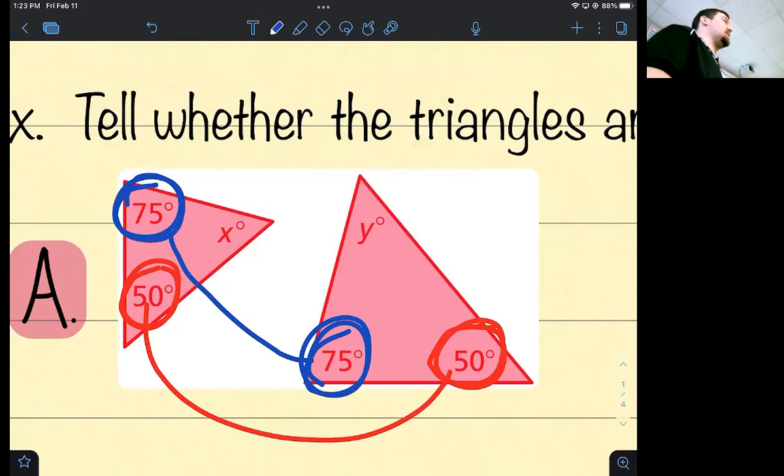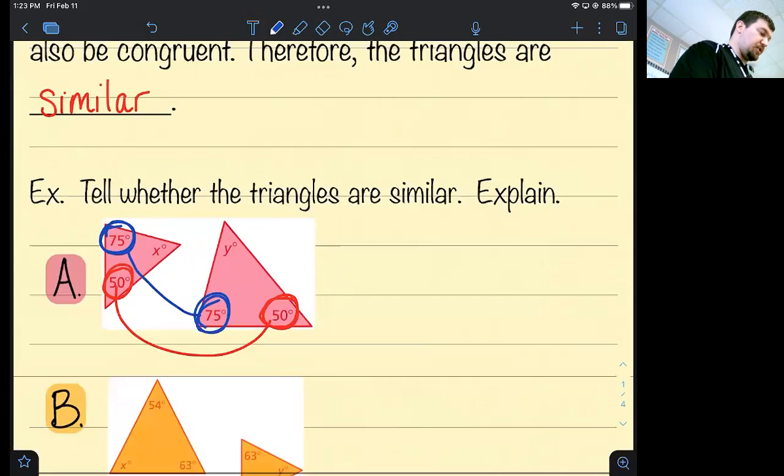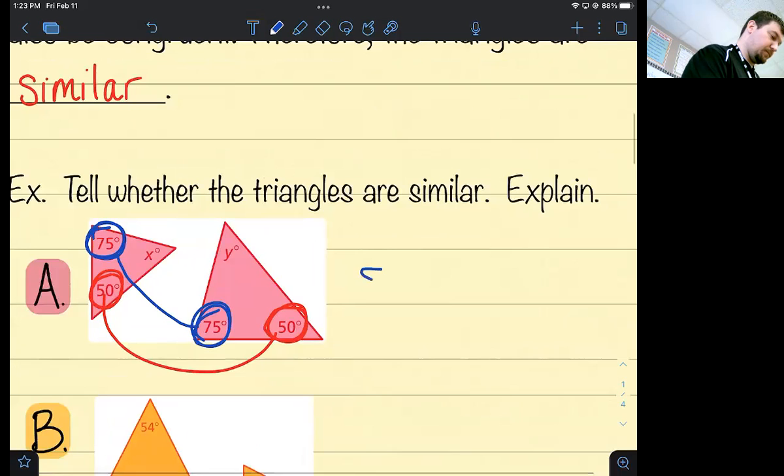And so what that means is angle X and Y are actually the same angle. You can prove that using the triangle sum theorem. If you take 180 and subtract 50 and then subtract 75, you're getting the same answer here as you would if you did it for this triangle. So if you can prove that two angles are going to be the same, it's guaranteed the third angles are also going to be the same. So these triangles would be similar.